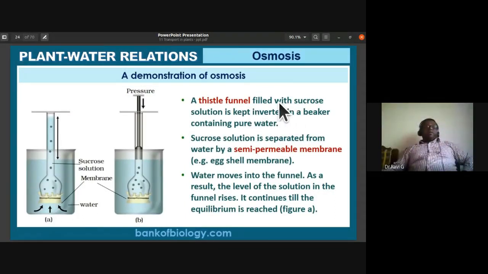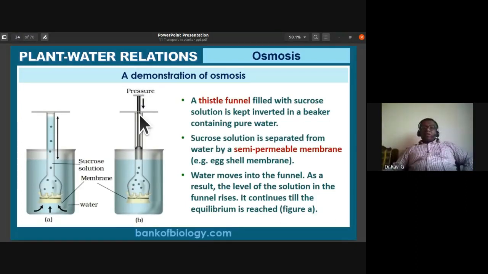So in the physical experiment, a Thistle funnel is filled with sucrose solution. It is kept inverted in a beaker which is containing pure water. So the sucrose solution is separated from the pure water by a semi-permeable membrane. The mouth of the Thistle funnel has a semi-permeable membrane, especially the eggshell membrane. So water moves into the funnel. As a result, the level of the solution in the funnel rises. It continues till equilibrium is reached, that is, both water and solute have the same concentration, so the same water potential. When they reach that, equilibrium is attained.